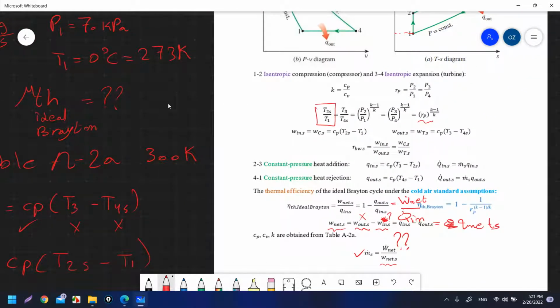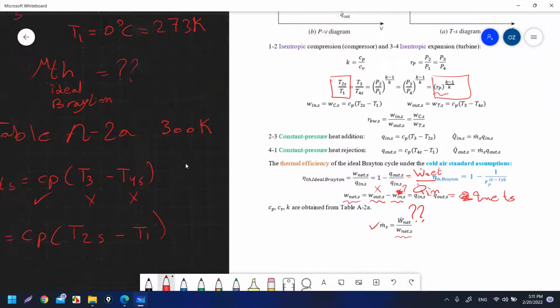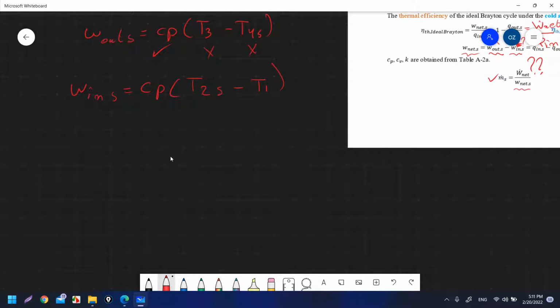Taking T2S over T1 is equal to RB power K minus 1 over K. So let's find that T2S over T1 is equal to RB over K power K minus 1 over K.